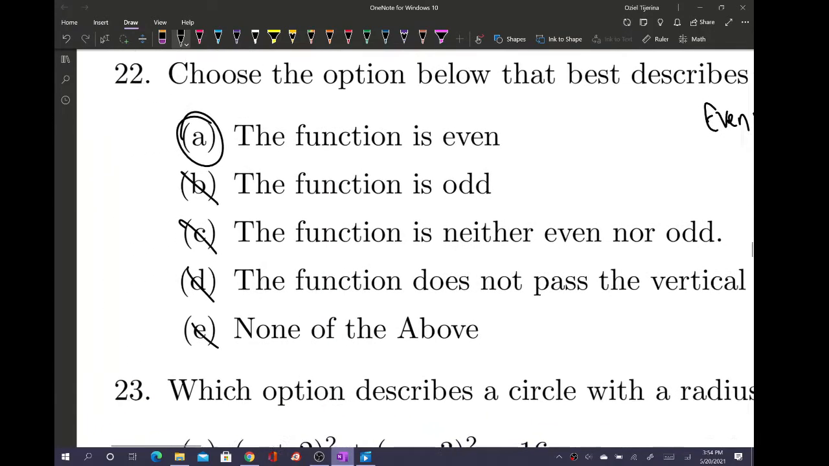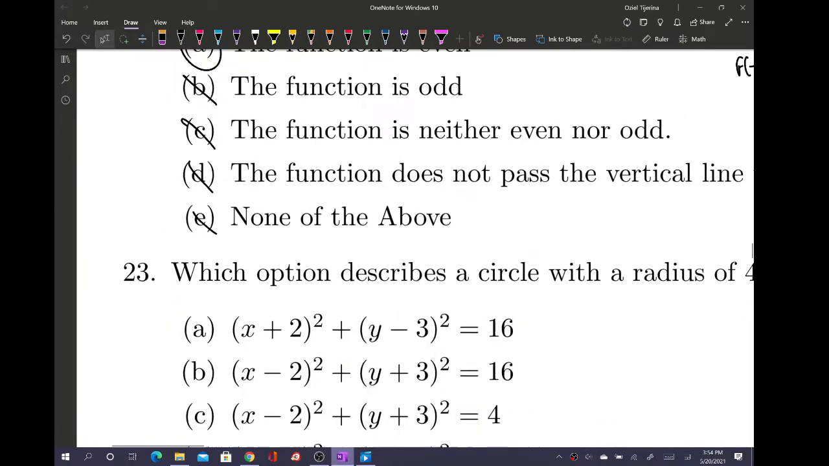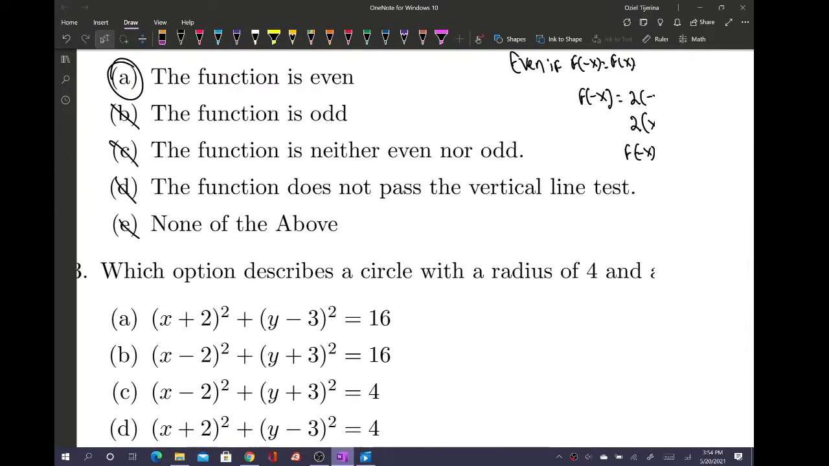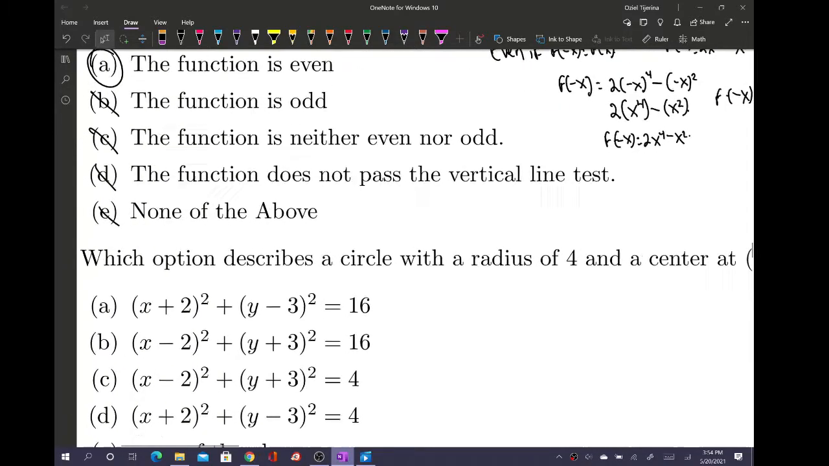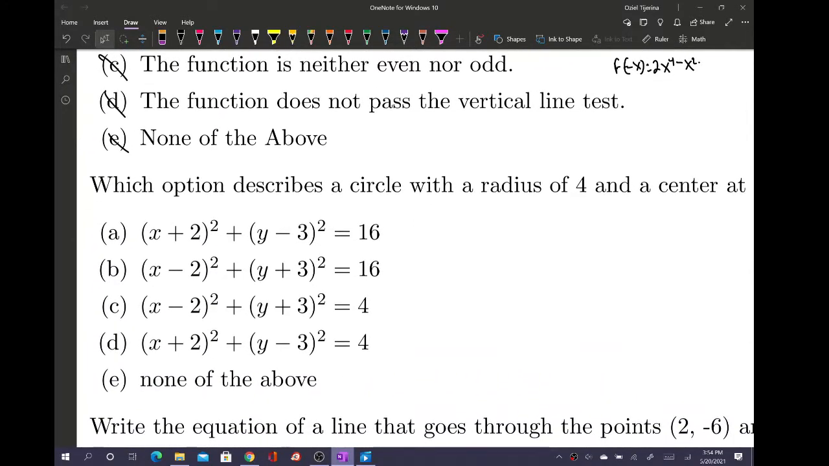So it's A for this one. All right, it says which option describes a circle with a radius of 4 and a center at (2, -3). Okay.